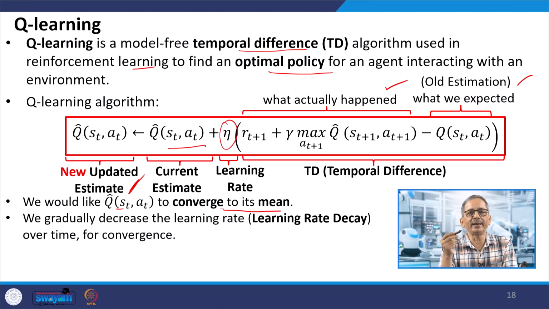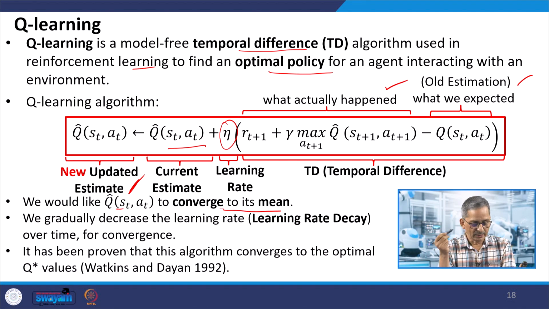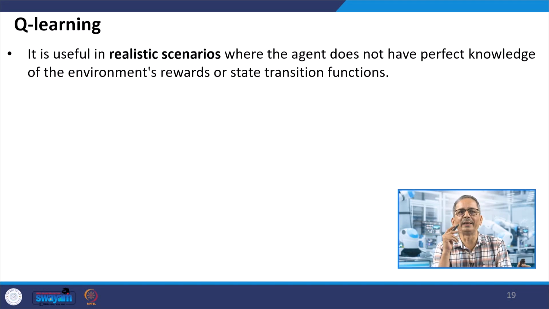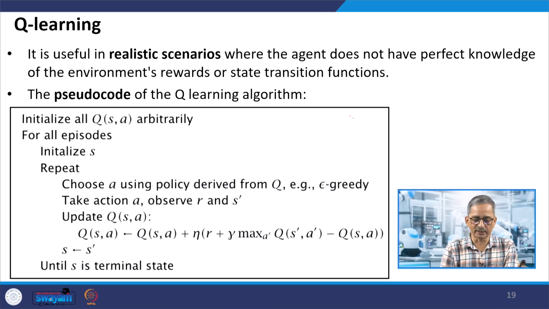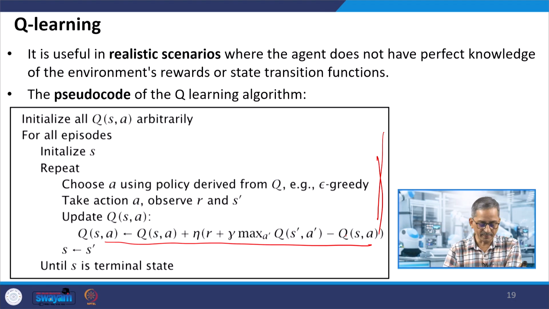So, we gradually decrease the learning rate over time for the convergence. Now, it has been proven that the algorithm converges to the optimal Q star values. It is useful in realistic scenarios where the agent does not have perfect knowledge of the environment rewards or the state transition function. There this Q learning is very useful. We can write the pseudo code for the Q learning algorithm as indicated here. This is basically the same expression which I discussed, and this is done till we reach the terminal state.